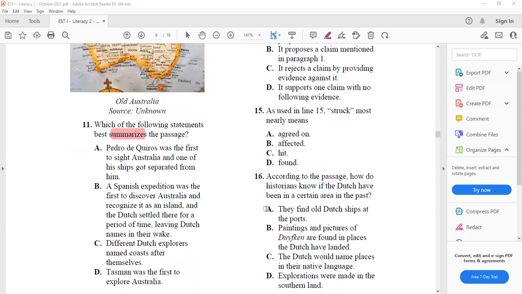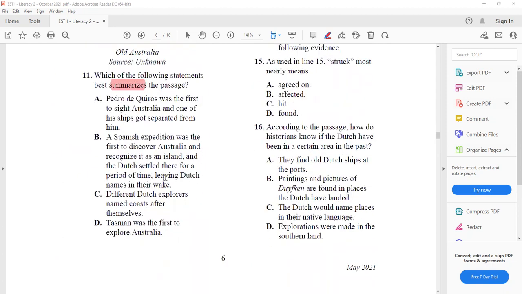Okay, mister. So if you go here, let's look at the keywords now. He said, Pedro de Quiros was the first to sight Australia, and one of his ships got separated from him. Okay, mister, we didn't talk about ships at all. So one part is wrong, so all of it is going to be wrong.